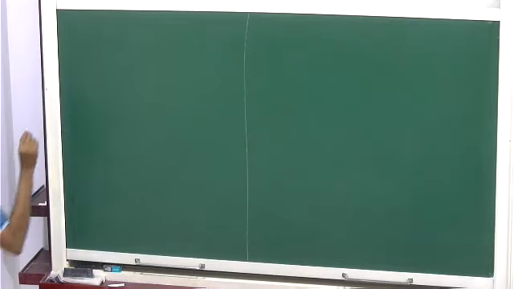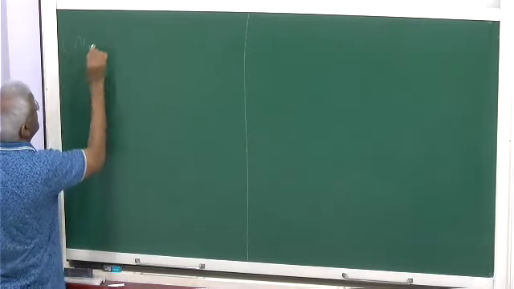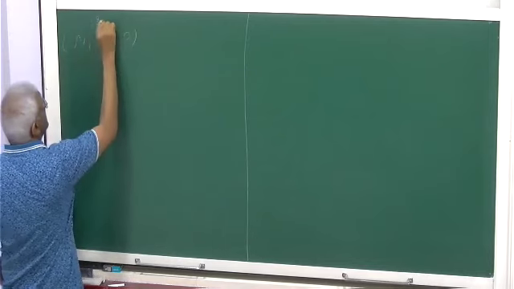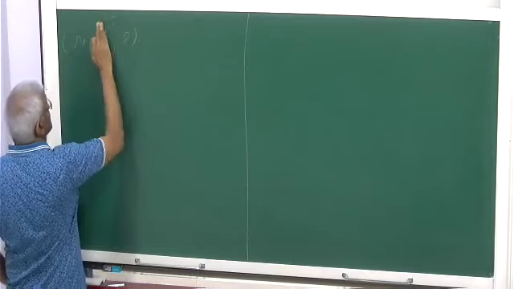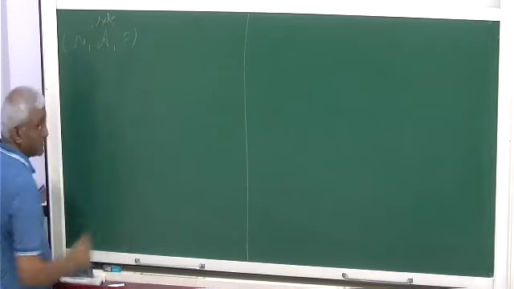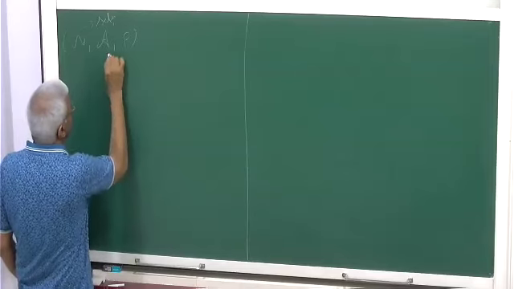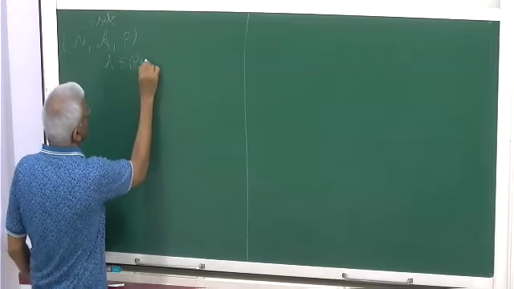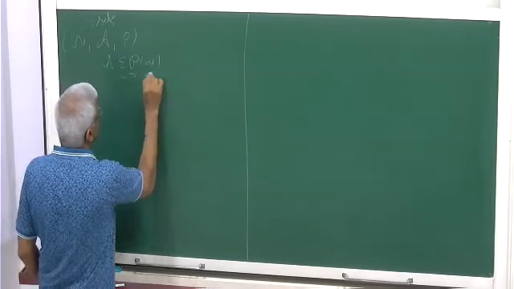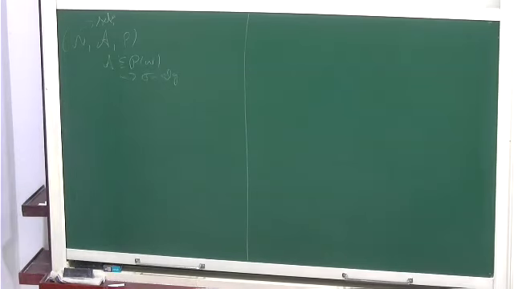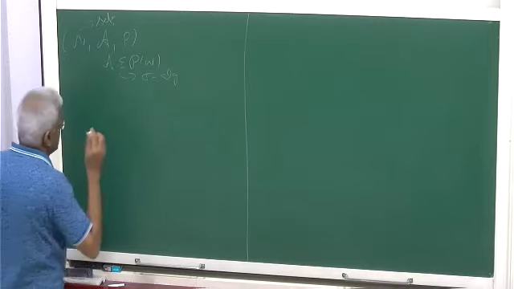So we define a probability space as a triple like this. Omega is the sample space, or it's just some set. A is contained in the power set of omega, and it's also a sigma algebra. What is called a sigma algebra: the whole omega is there, the empty set is there, and it's closed under countable union, countable intersection, and complement.